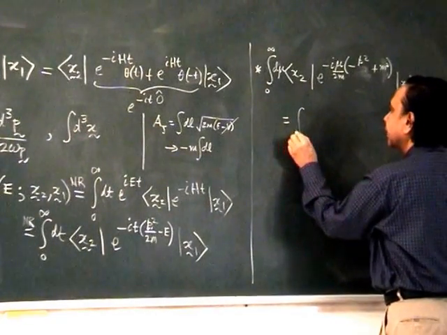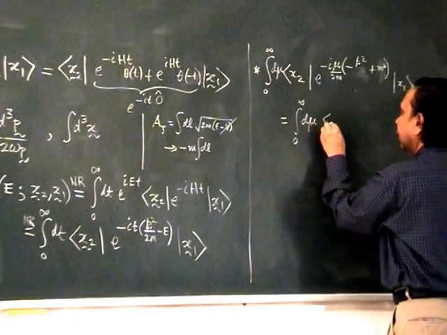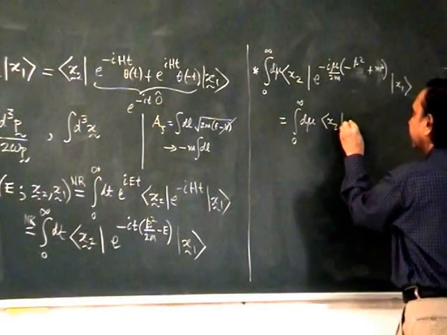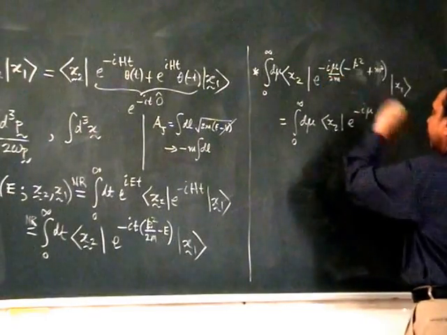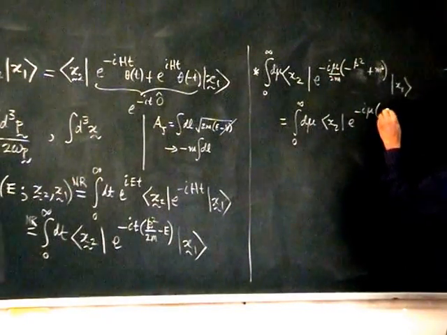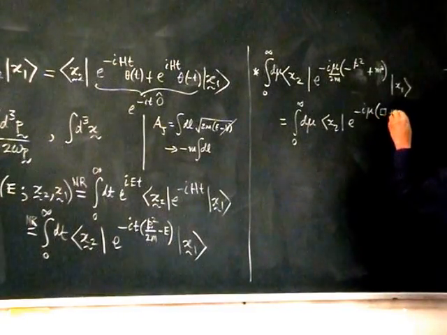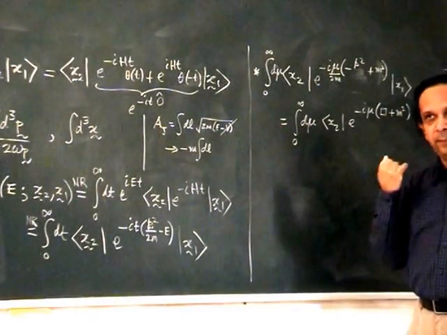Then this becomes integral 0 to infinity d mu x2 e to the minus I mu. Mu has been rescaled by 2m. And here you will get box plus m square minus p square is box, or box is equal to minus p square.